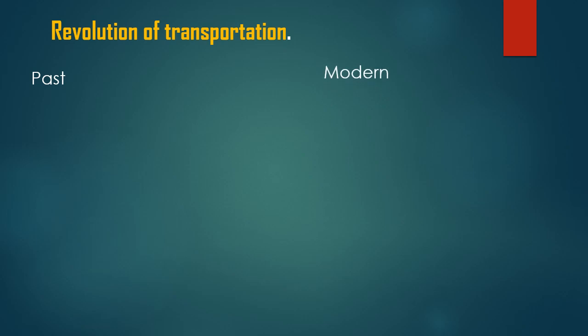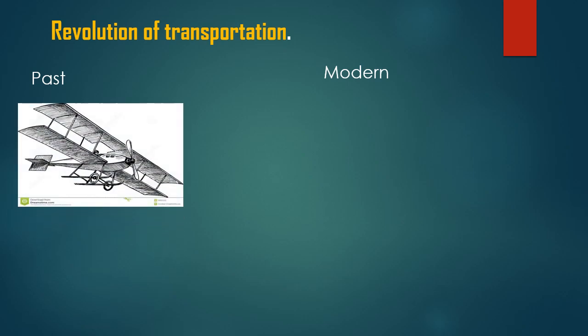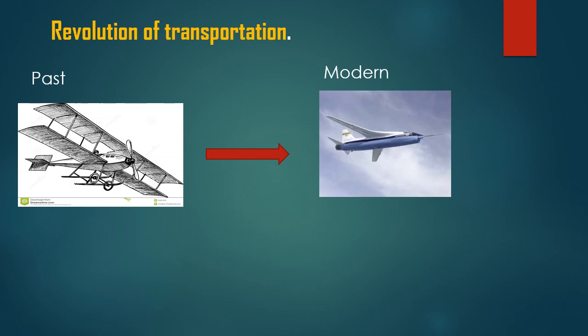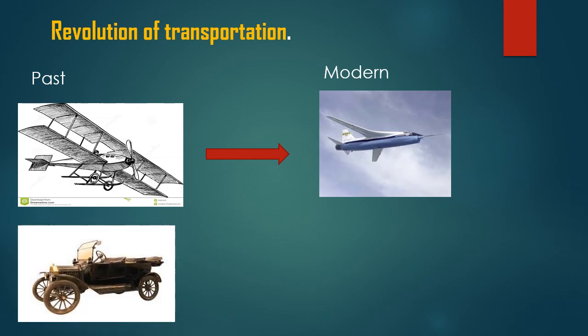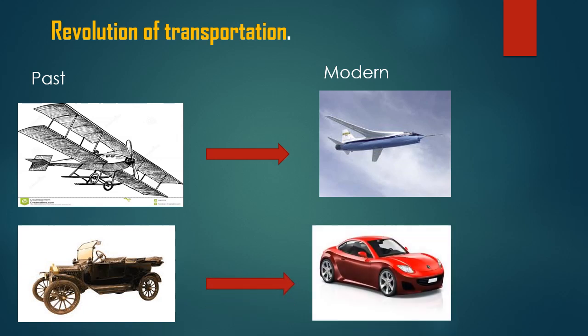Revolution of transportation. When we consider the transportation in the past and the modern, we can see a vast revolution of transportation. Here we can see an ancient aeroplane, and here we can see a modern one. The technology used in modern helicopters is higher than the past one. Here you can see a past car which can only carry 2 persons. Here you can see a modern car.